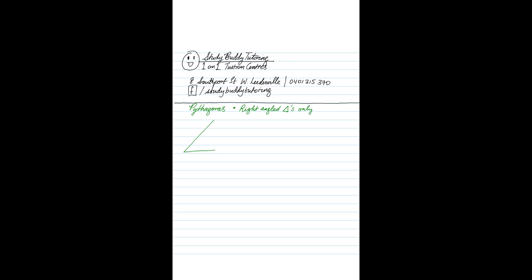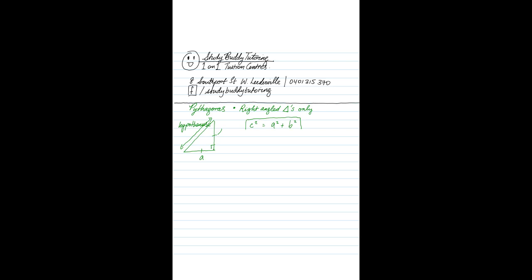So very quickly I'll draw a right-angled triangle, breaking it down into its parts. So A, B, and C. The longest side C is the hypotenuse, right? And the relationship between A, B, and C is C squared is equal to A squared plus B squared.